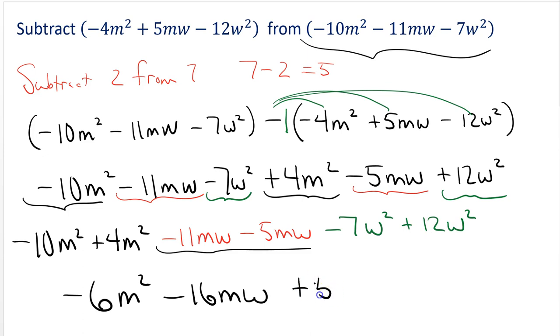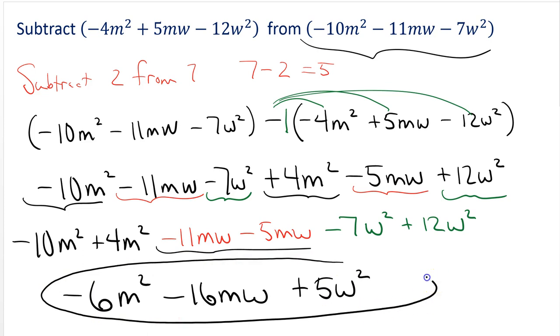So plus 5w squared. One more point I want to make is, notice when you add like terms, the term doesn't change. I added m squareds to m squareds, I'm going to get m squareds. I'm not going to get m to the fourth. Exponents only change when you multiply them together, not when you add or subtract them. So this mw stayed mw, and this w squared stayed w squared. And this is the final result.